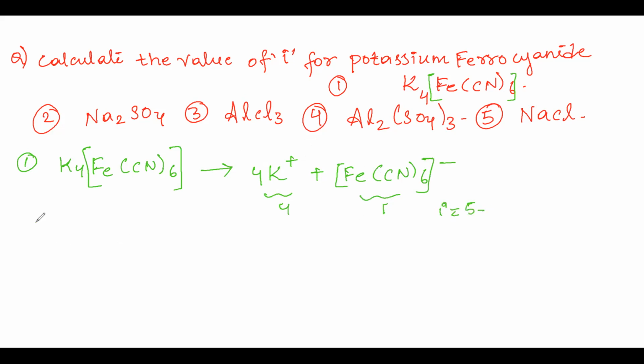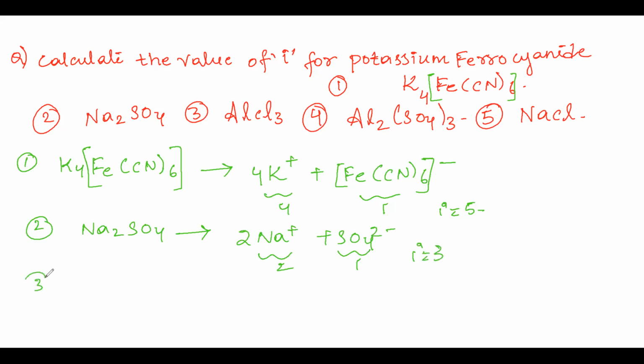Similarly, second one, sodium sulfate, Na2SO4, dissociates to form 2Na plus and SO4 2 minus. So it is 2 moles of sodium and 1 mole of sulfate ions, so i is equal to 3. Similarly, third one, AlCl3, dissociates to form Al 3 plus and 3Cl minus, because the valency of chlorine is minus 1. So 1 plus 3, and the i value is equal to 4.